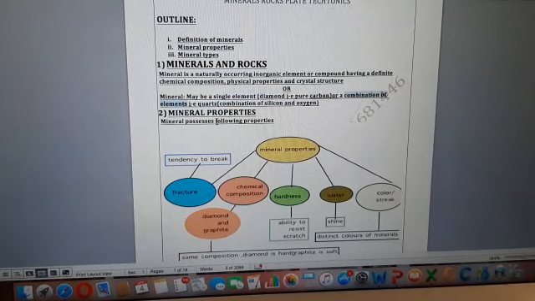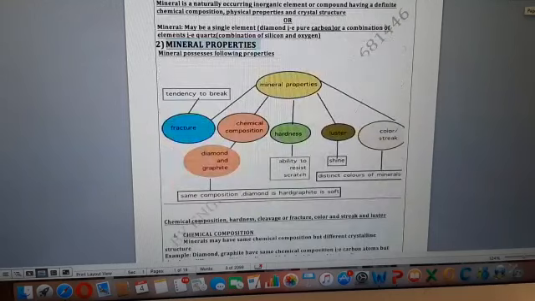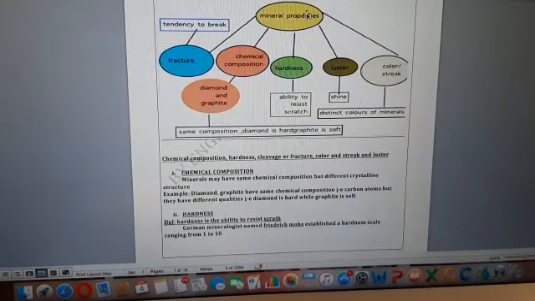Now what about the properties of minerals? Have a look at the properties over here. Minerals have got some properties, and the first one is fracture. I am going to discuss fracture in the coming page. However, the tendency to break is called fracture. Then they have a specific chemical composition like diamond and graphite, though they have the same composition. However, diamond is hard and graphite is soft.